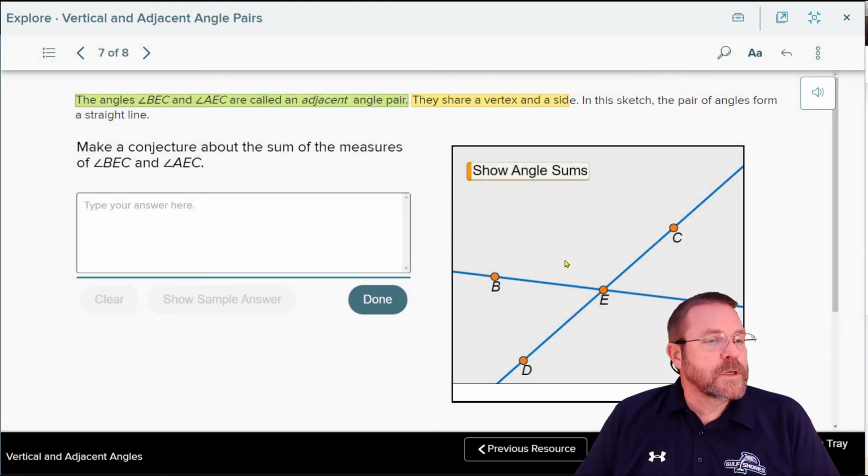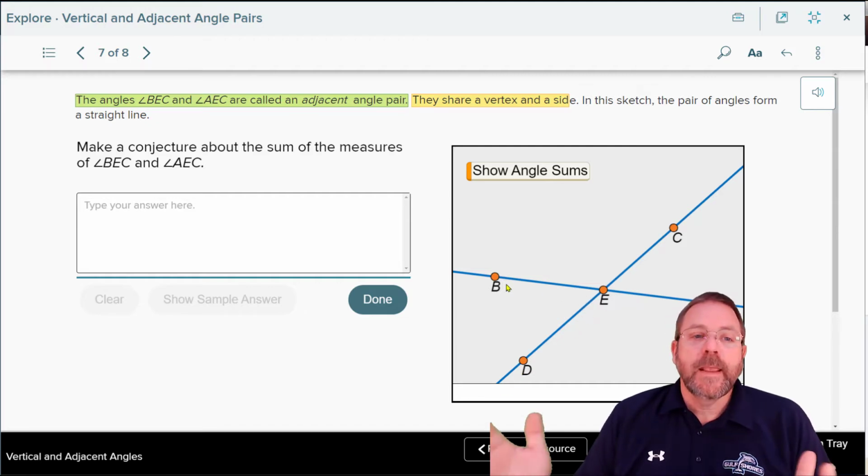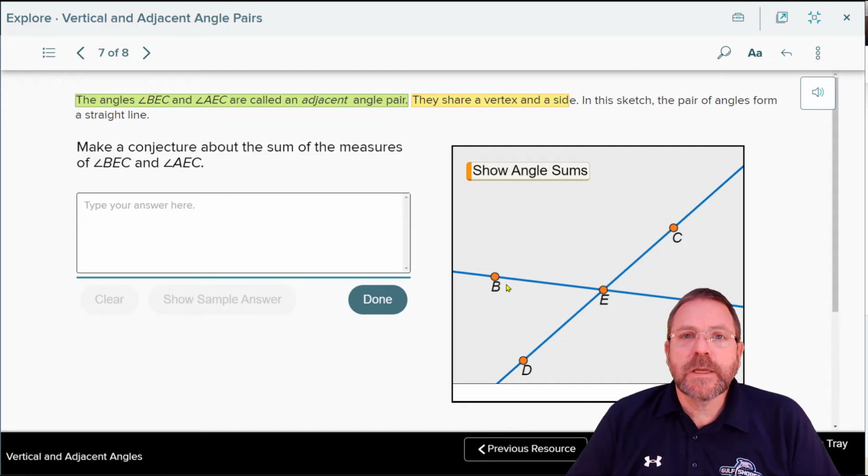There's another set of adjacent angles. In fact, there's lots of them here. You could say angle CEA and AEC make an adjacent angle. You could say angle AED and DEB make an adjacent angle. Any set of angles that are side by side when you have two intersecting lines are going to be adjacent angles, and the sum of their measures is always going to equal 180 degrees.